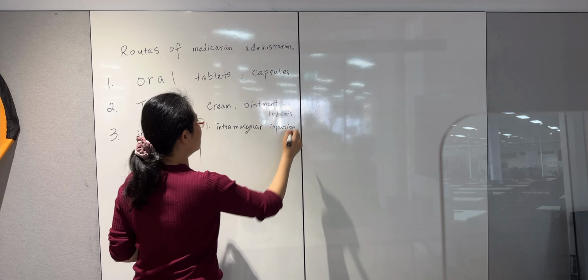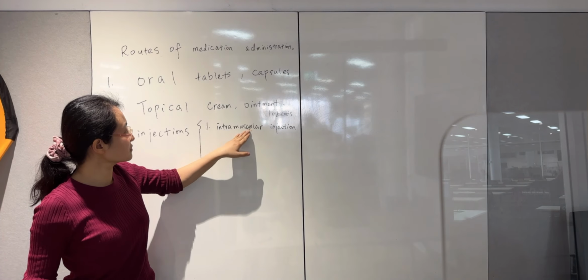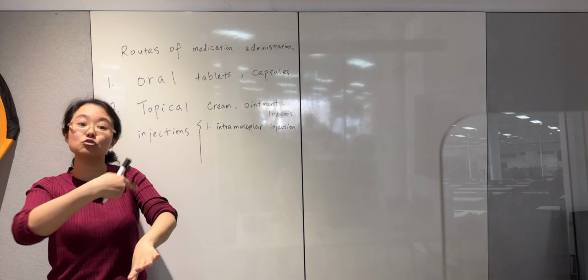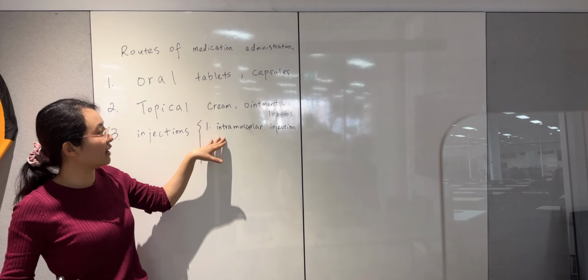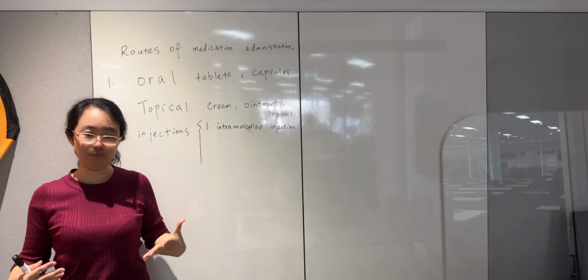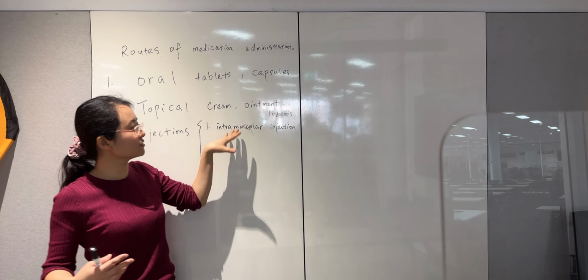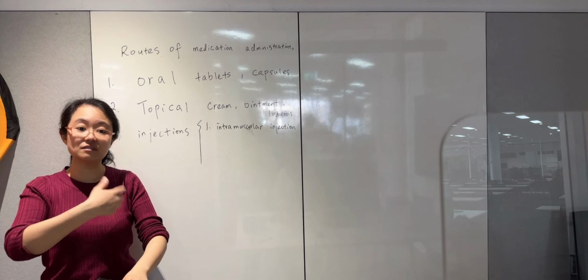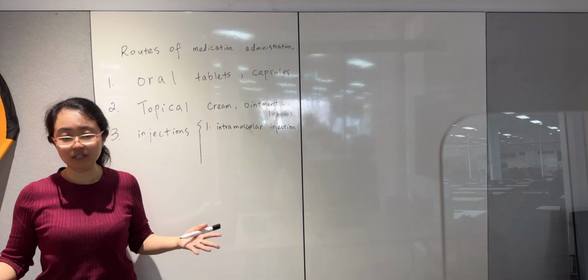Intramuscular injection. Intra means into, inside. Muscular means muscle. So intramuscular injection means the needle goes inside your muscle, because your muscle can absorb the medication.